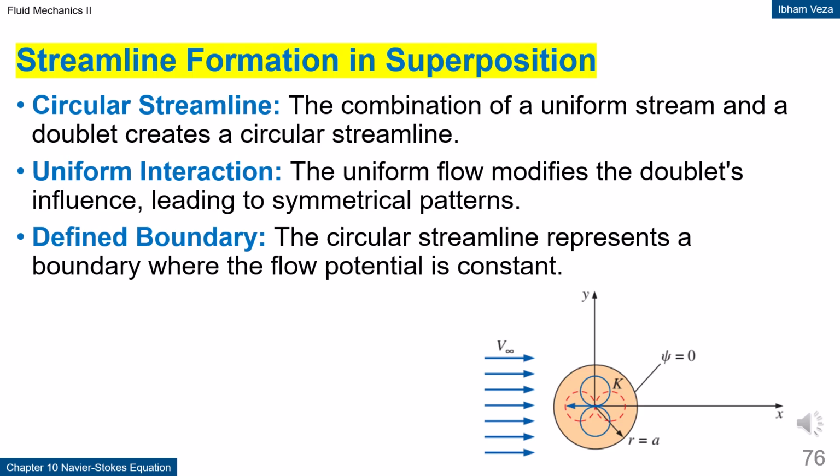Streamline formation in superposition. The superposition of a uniform flow and a doublet can produce a closed circular streamline. This streamline represents an imaginary boundary that the flow cannot cross. Mathematically, this line is a location where the stream function has a constant value. Physically, this line can be interpreted as the surface of a body. This concept is very important in modeling flow around solid objects.